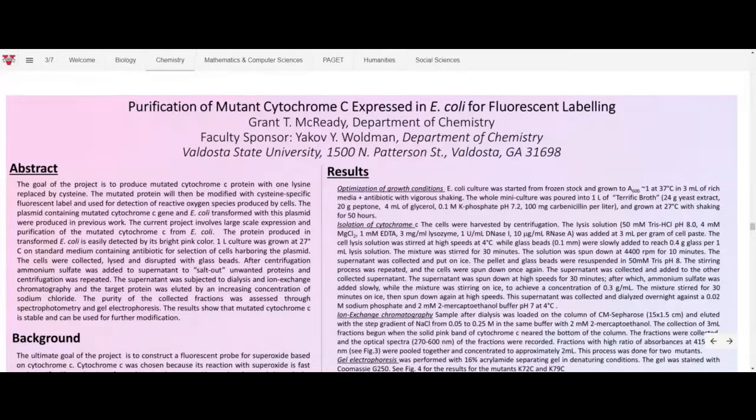The work I've done is just the process of growing the bacteria, breaking the bacteria down, and then purifying the cytochrome C via different chromatographies and then gel electrophoresis to test the purity of my final product.